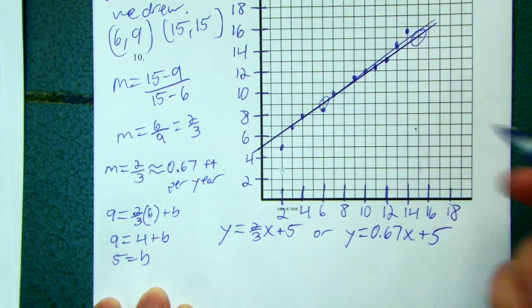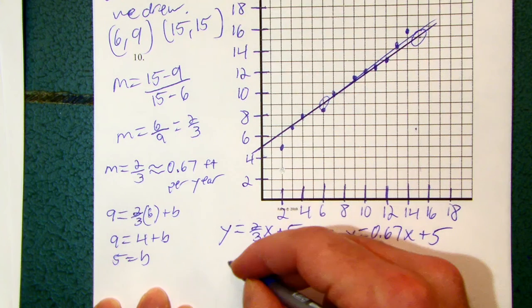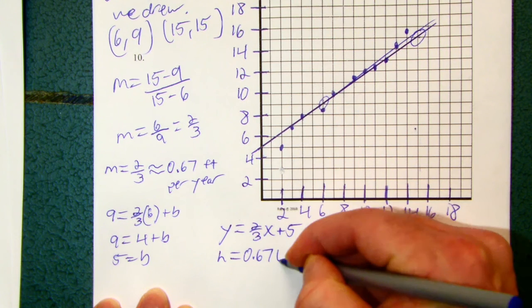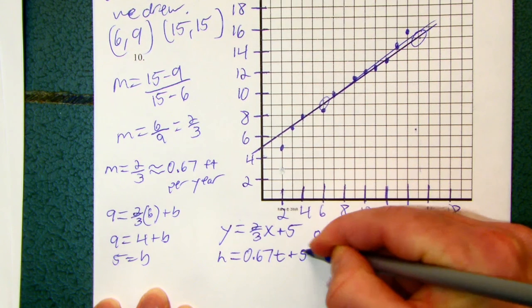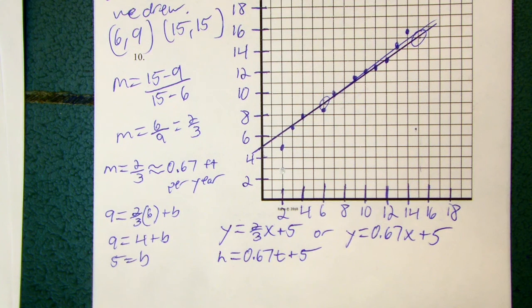We're using h and t here too, where t is your time, is your x, in years. X will always be your time. So you can also say h equals 0.67t plus 5. All right, and last up, I wanted you to predict the height of the tree in 2020.